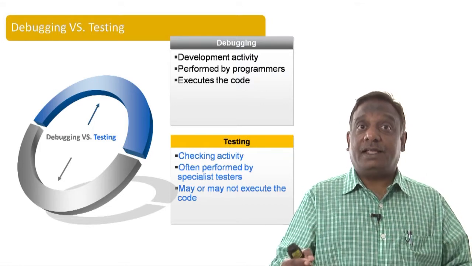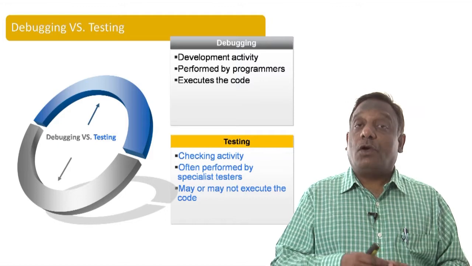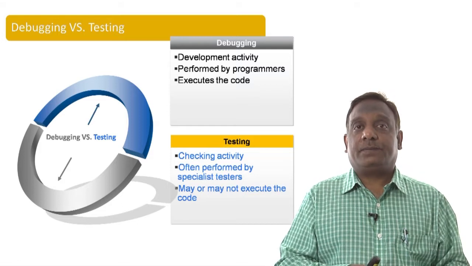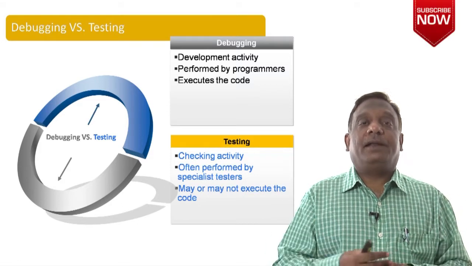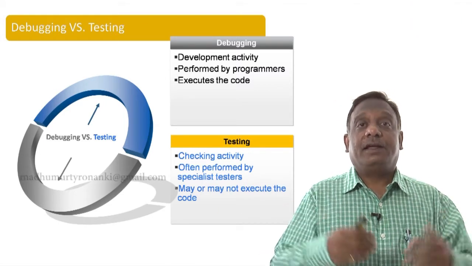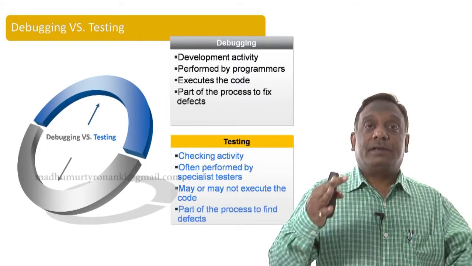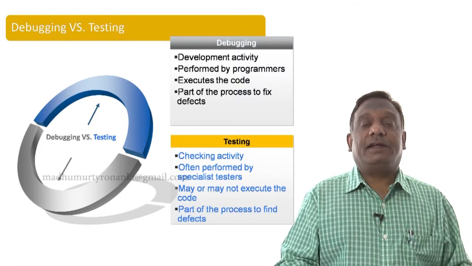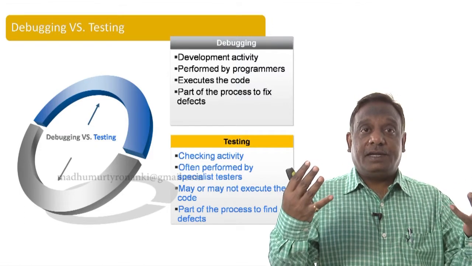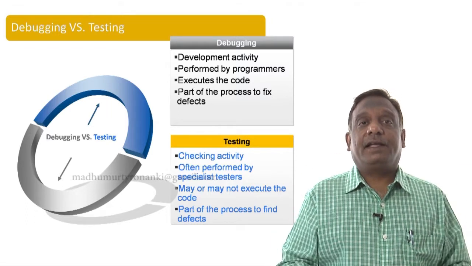Whereas testing, the checking activity, may or may not execute the code. Without executing code, you can do static testing. By executing code, you can do dynamic testing. So testing can be done either by executing the code or sometimes without executing it. Debugging is part of the process to fix defects, whereas testing is part of the process to find defects. So debugging is different from testing. As a professional tester, please understand and keep it in your mind.